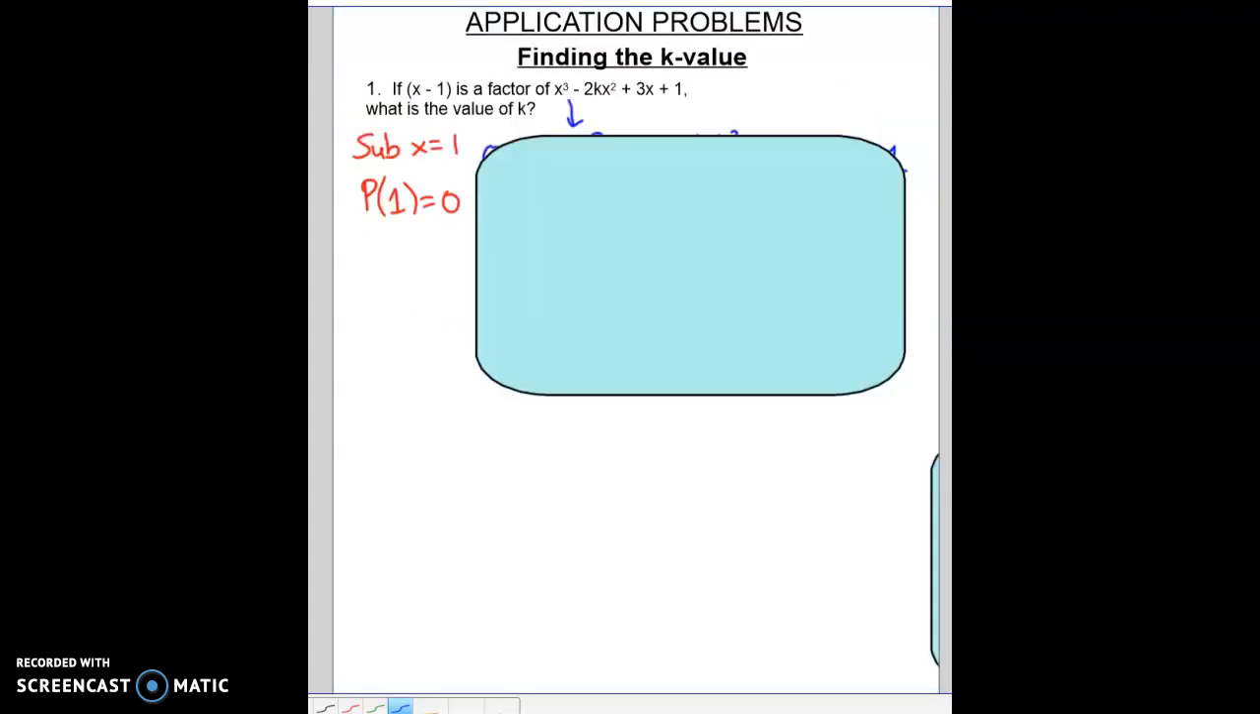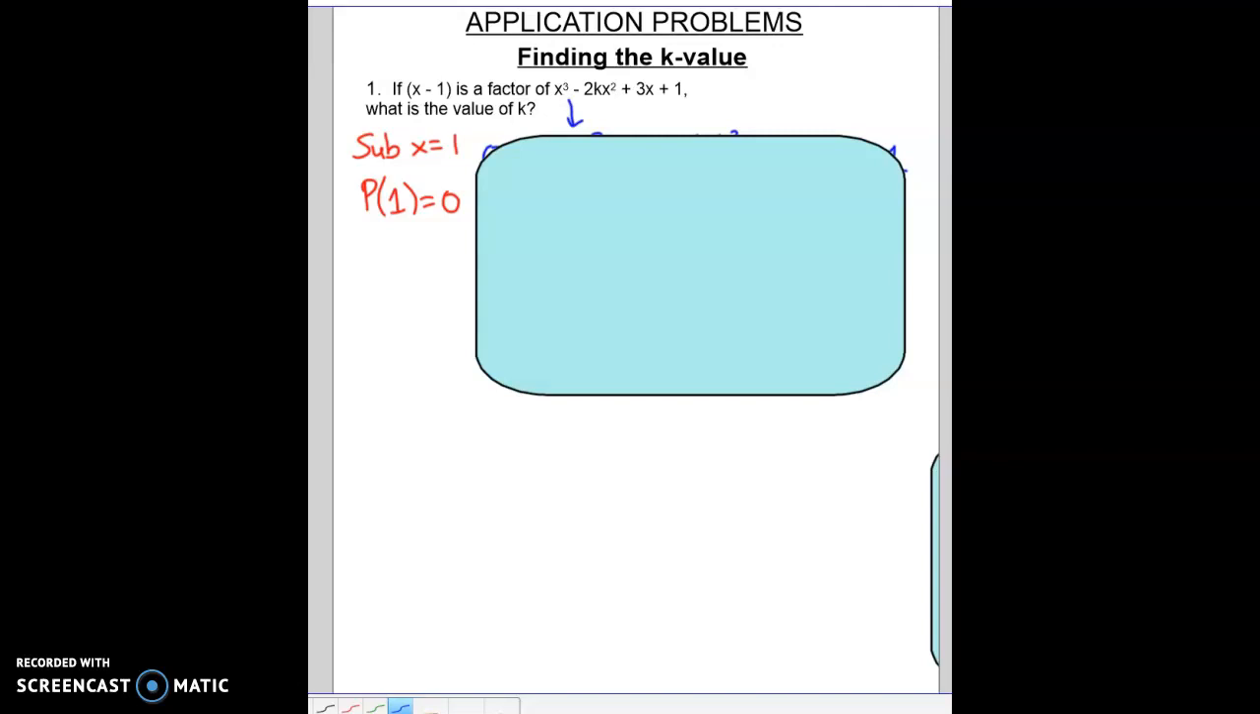One of the things I want to mention here is that finding the k value is a very common application type problem. So you might want to copy this one down if you don't know how to solve one of these problems. What is the value of k if x minus 1 is a factor of x cubed minus 2kx squared plus 3x plus 1?